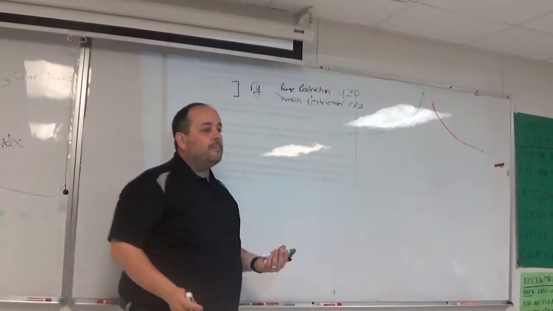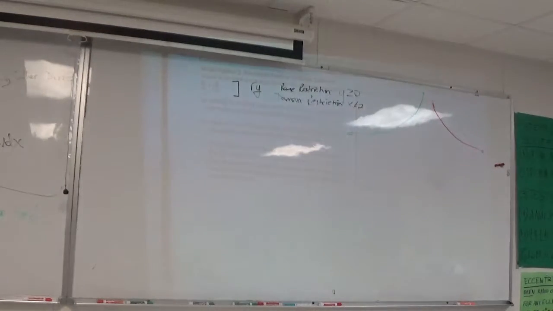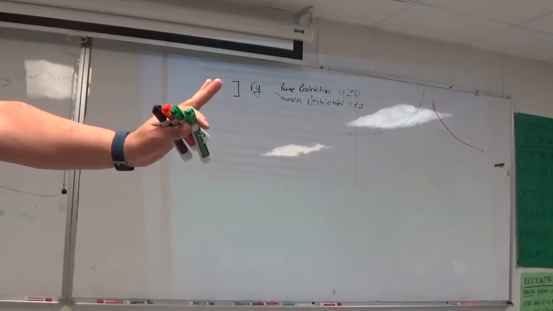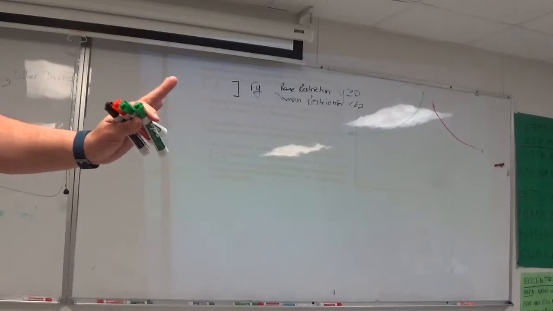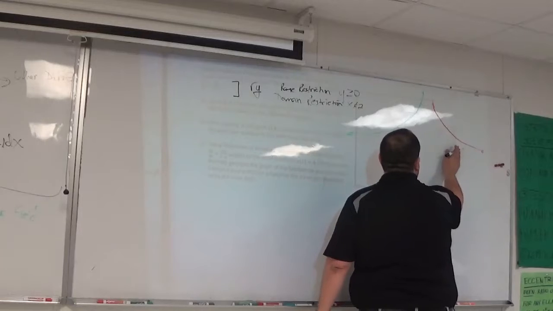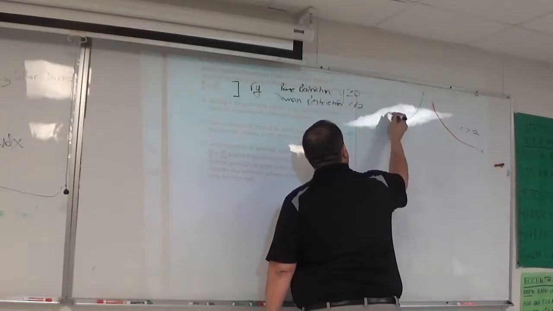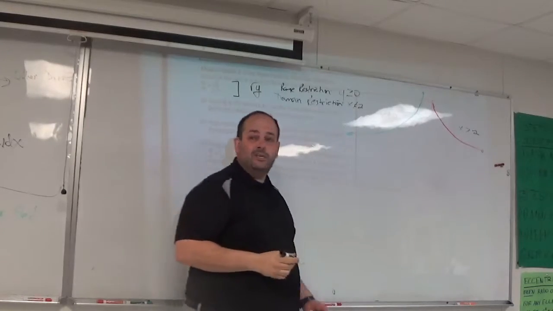So when you talk about your domain, you either are going to pick values of x that are less than 2 or values of x that are greater than 2. But you can't pick both. Okay? Now look at our solution curves here. The red one is strictly going to be x is greater than 2. The green one is going to be strictly x is less than 2.